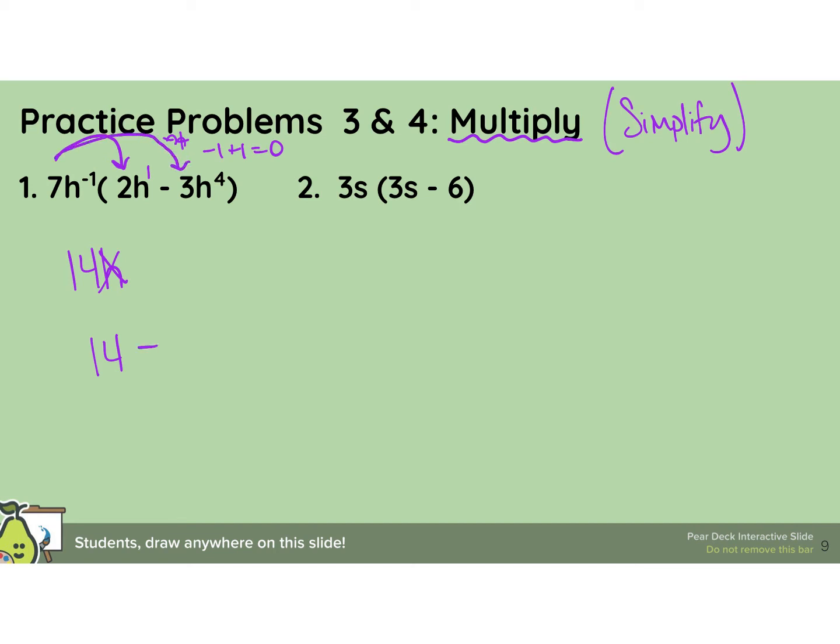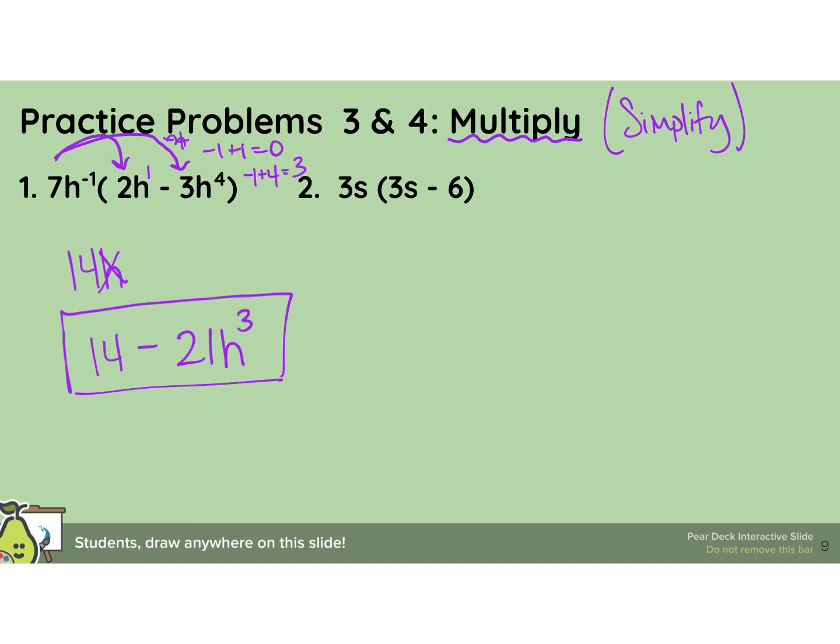Now I'm multiplying 7 times 3, which is 21. I put my h. I'm adding my exponents. I have a -1 plus 4. That's 3. So this one was weird. The variable went away. So a 0 means it's gone, okay? Not a 1. But since that was a 0, there is no h.